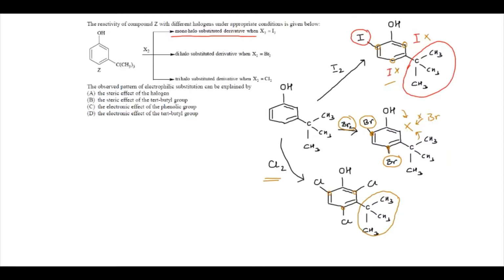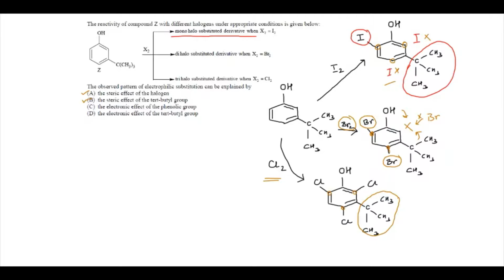So what are the things that are affecting this product formation? First, the steric effect of the halogen, of course, because iodine is doing the reaction in a different way, bromine is doing the reaction in a different way, and chlorine is also doing the reaction in a different way. So option A is correct. And the steric effect of the tertiary butyl group, yes, because the tertiary butyl group is bulky and it is not letting the bigger halogen come near to it. That means the steric effect of the tertiary butyl group is also playing a role.